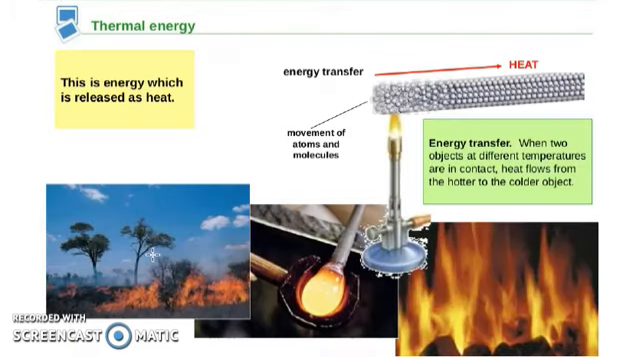Another type, thermal energy. This is energy which is released as heat. Energy transfer. When two objects at different temperatures are in contact, heat flows from the hotter to the colder object. And look at this part that is in contact with the fire. Movement of atoms and molecules.